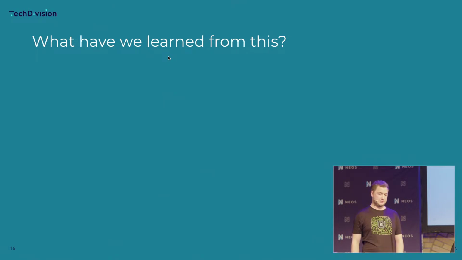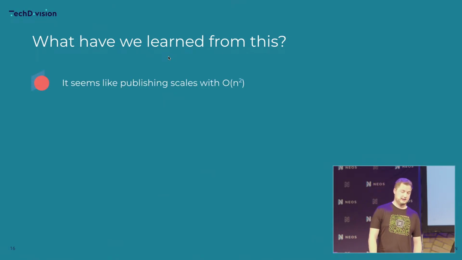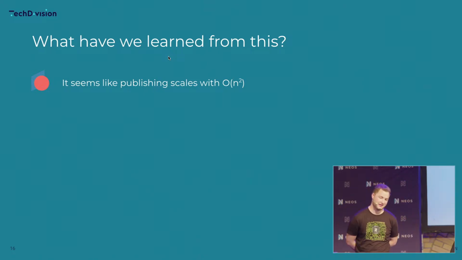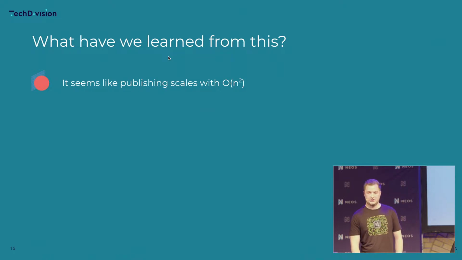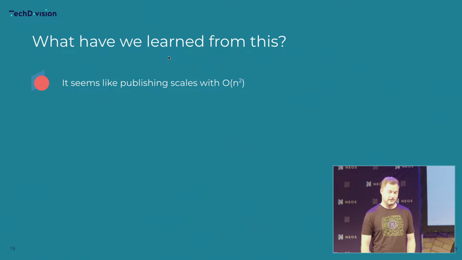What have we learned from this? It seems like publishing scales with big O of n squared. I'm not exactly sure, maybe some more clever people than I am can tell me why this is the case. But I've looked at the code, and it seems that Neos collects all nodes which need to be published, and then iterates over all nodes and gets all child nodes for this node that also need to be published, which in the worst case can scale to big O of n squared.